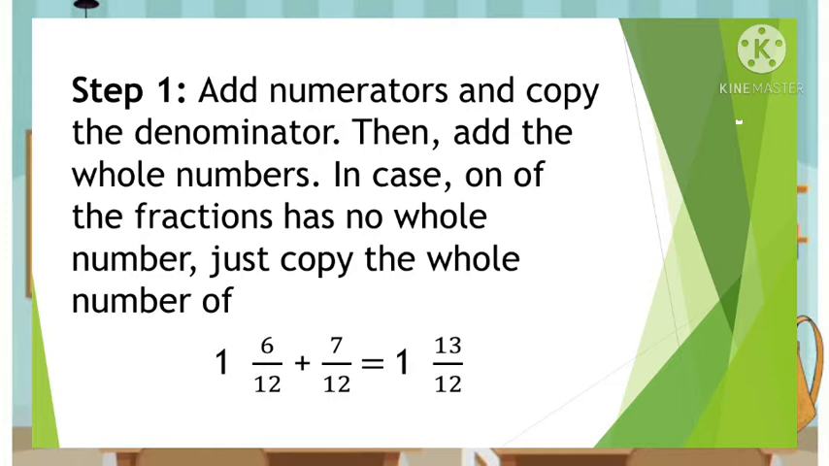Step 1. Add numerators and copy the denominator. Then, add the whole numbers. In case one of the fractions has no whole number, just copy the whole number of the other fraction. 1 and 6/12 plus 7/12 equals 1 and 13/12.